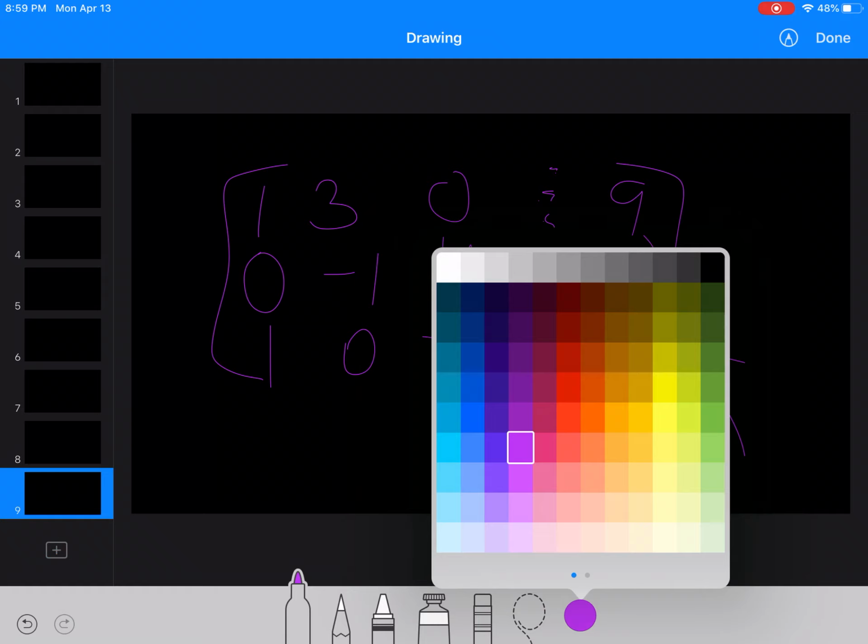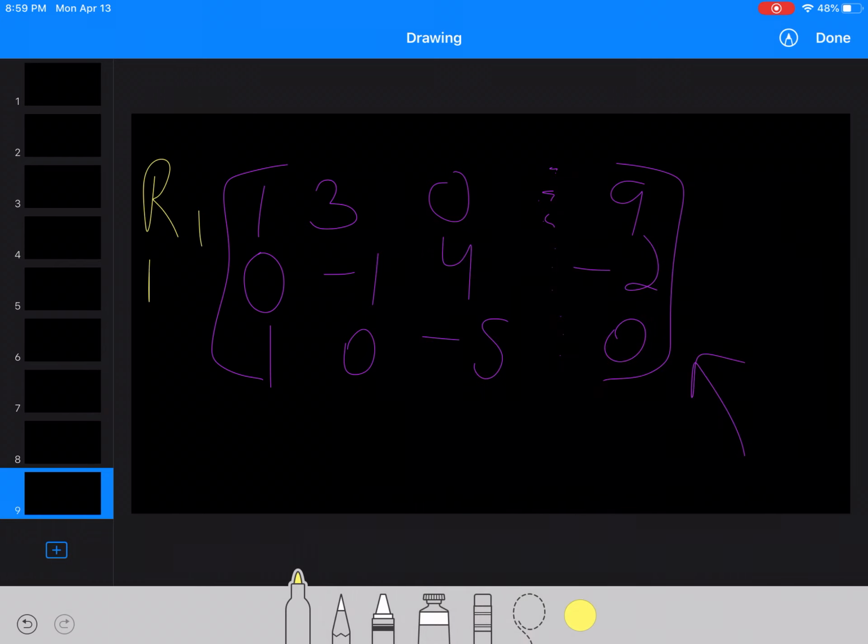Now let's also point out, so this will be helpful for the next video, this is known as row 1, row 2, and row 3. And of course this is column 1, column 2, and column 3. So that's all we're going to be practicing tonight for our homework. If you have any questions, please let me know.